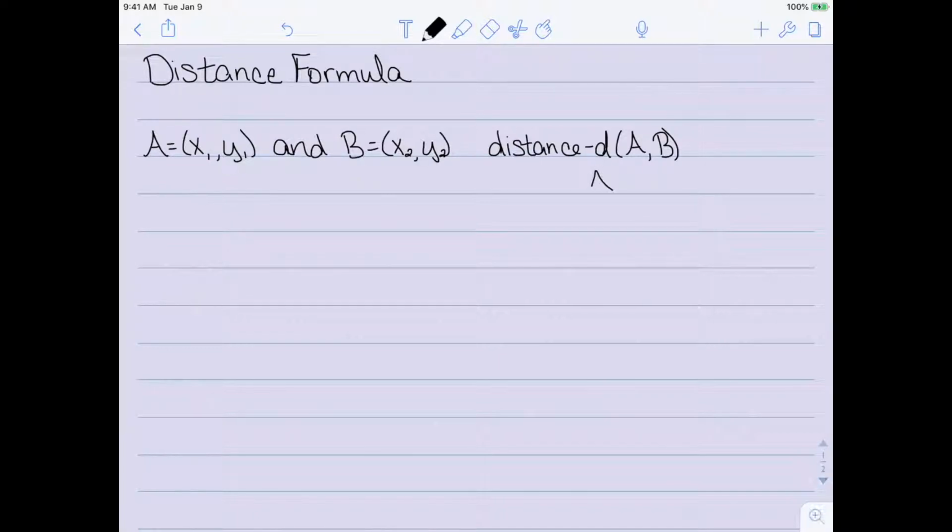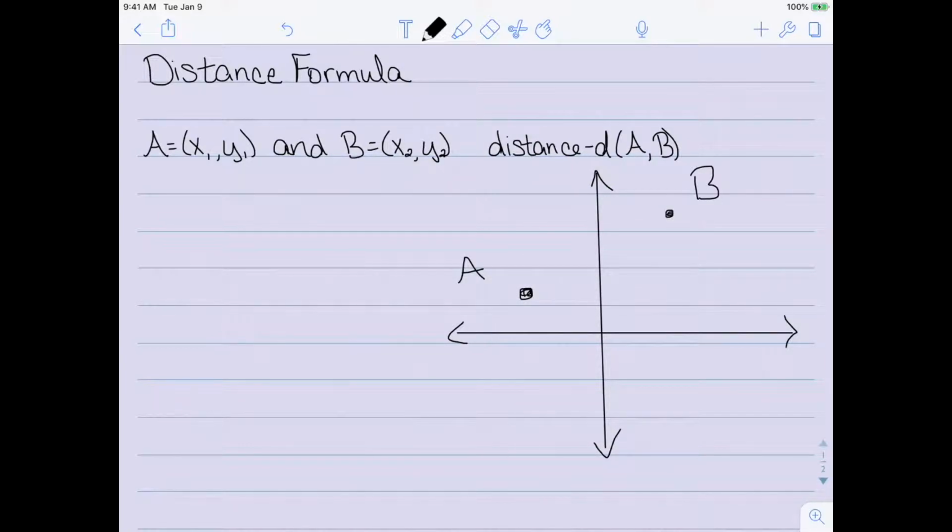So the idea is we have some coordinate plane. And we have two random points a and b. While I drew b in the first quadrant and a in the second, they don't have to be. They can be anywhere on the plane. And the first thing we're going to do is actually draw a right triangle between these 2 points.